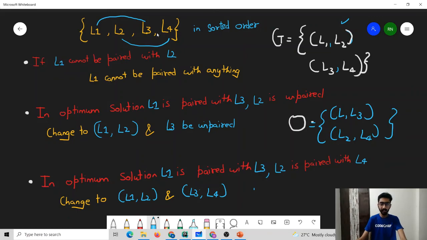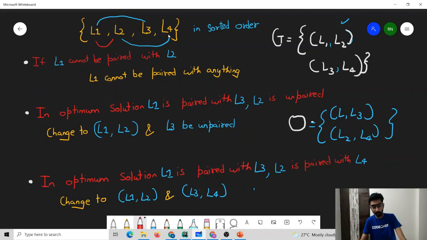I can say that L1 and L3 are parallel and L2 and L4 are parallel. But I need to prove now that L1 and L2 are also parallel and L3 and L4 are also parallel. So let us try to prove that. This thing can actually be very easily proved, because we can easily see that the difference between L1 and L3 is greater than the difference between L1 and L2. So if the difference between L1 and L3 itself is less than or equal to D, then we for sure know that the difference between L1 and L2 is also going to be less than or equal to D. So L1 and L2 are surely going to be parallel.